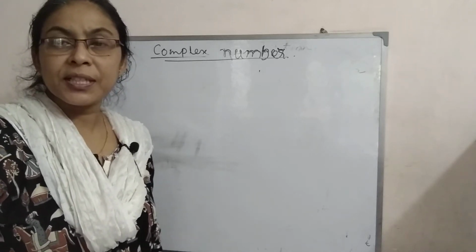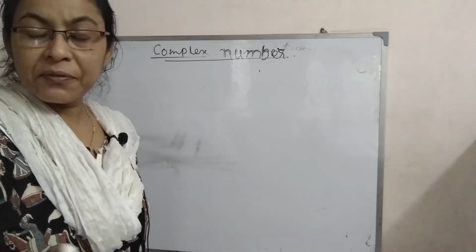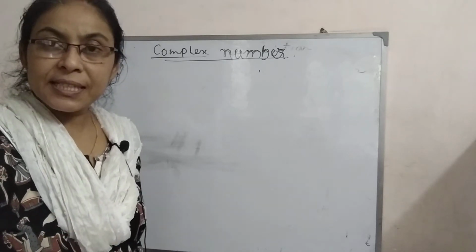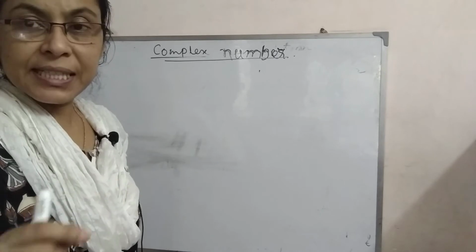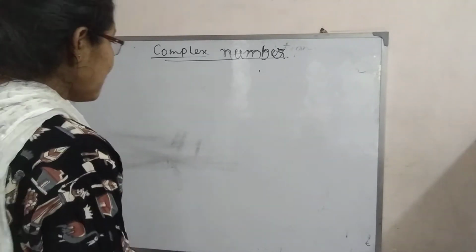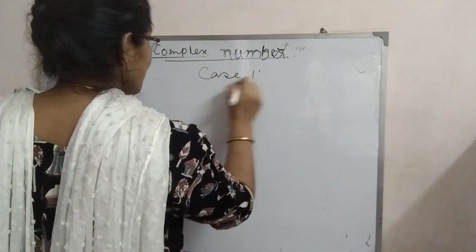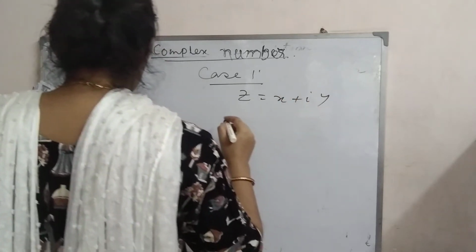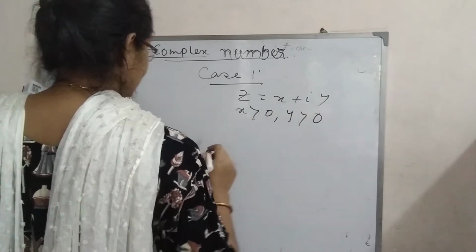This video is a continuation of complex numbers. In the previous video I have already covered modulus of z, amplitude of z, etc. and I will discuss 4 cases about amplitude. First case: z equal to x plus iy, where x greater than 0 and y greater than 0.